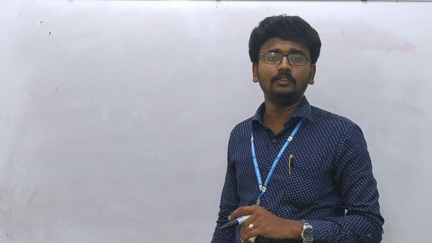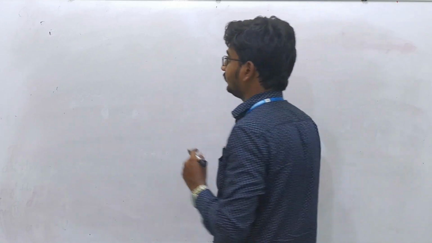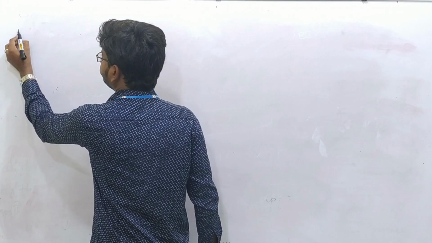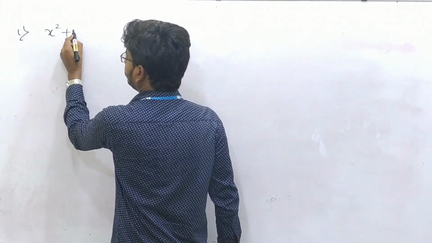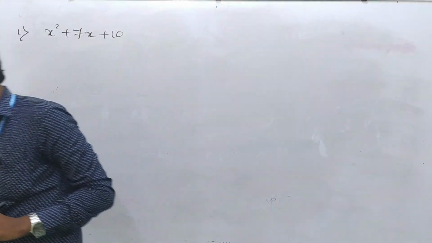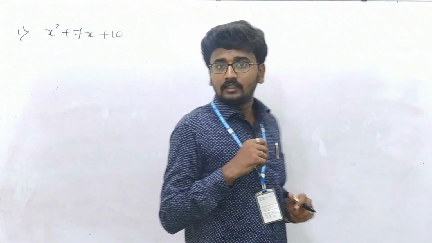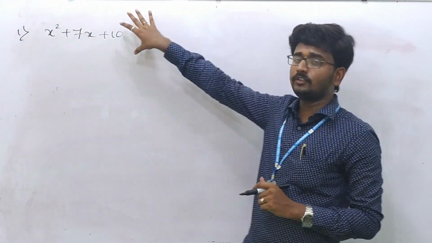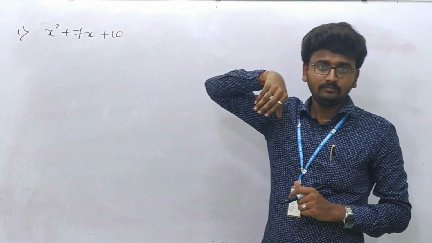Then once I find the zeros, I have to verify with the relationship between them. Now how is that? Let us see. Coming to the first problem, think that they will give the equation as x square minus 7x plus 10. It's a quadratic polynomial. So how to solve that problem? First I have to find zeros, means factorize.